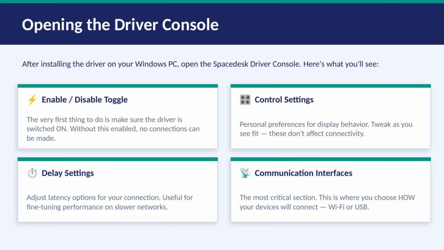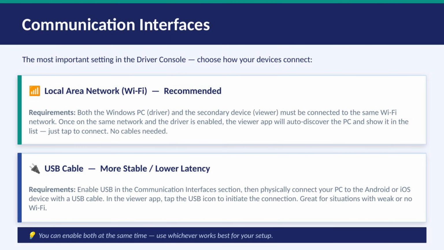Step 6. Choose your connection method. Under Communication Interfaces, you'll find the most important settings, how your devices will connect. Option A. Wi-Fi network connection, Local Area Network. Enable Local Area Network. This allows wireless connection as long as all devices are on the same Wi-Fi network. This is the most convenient method for most users.